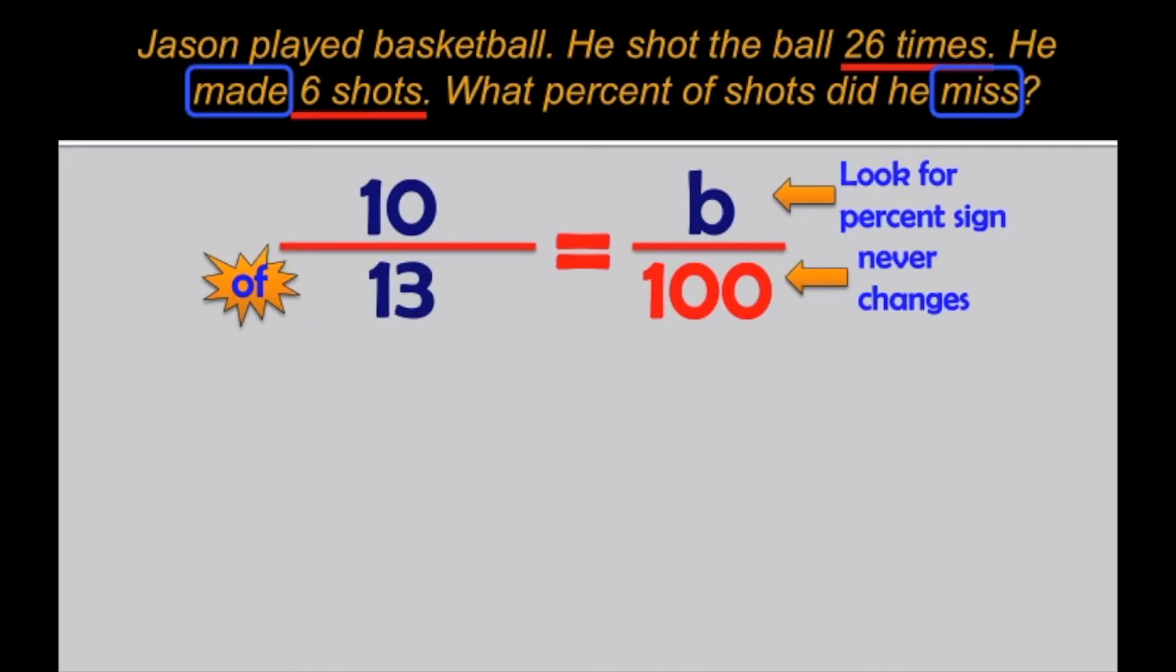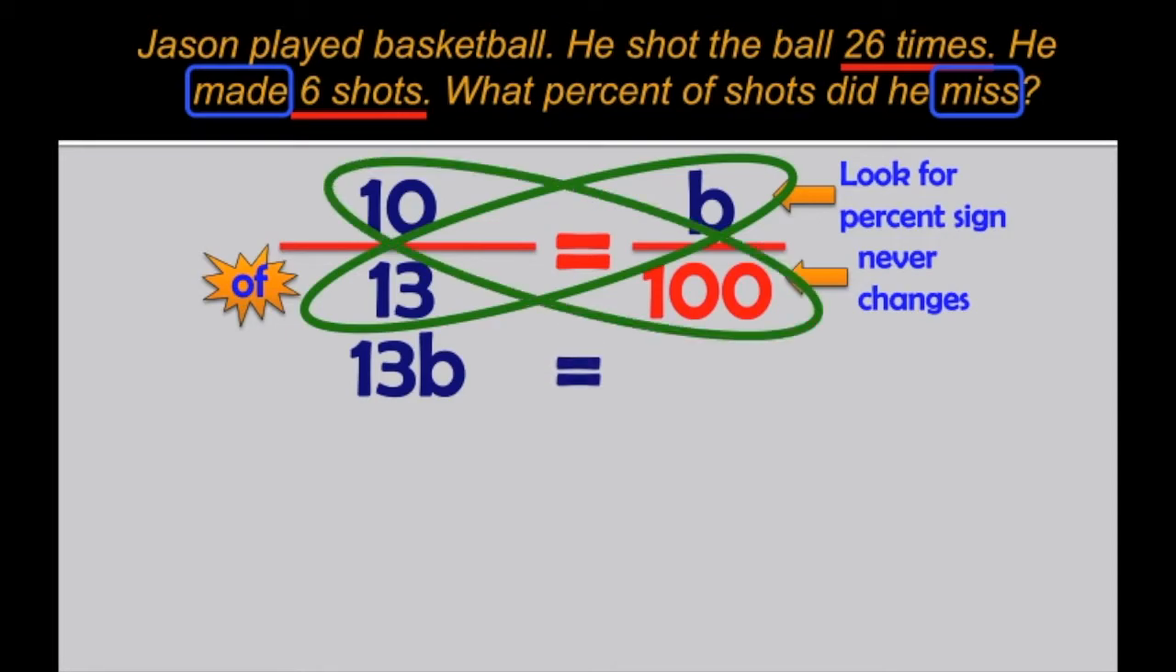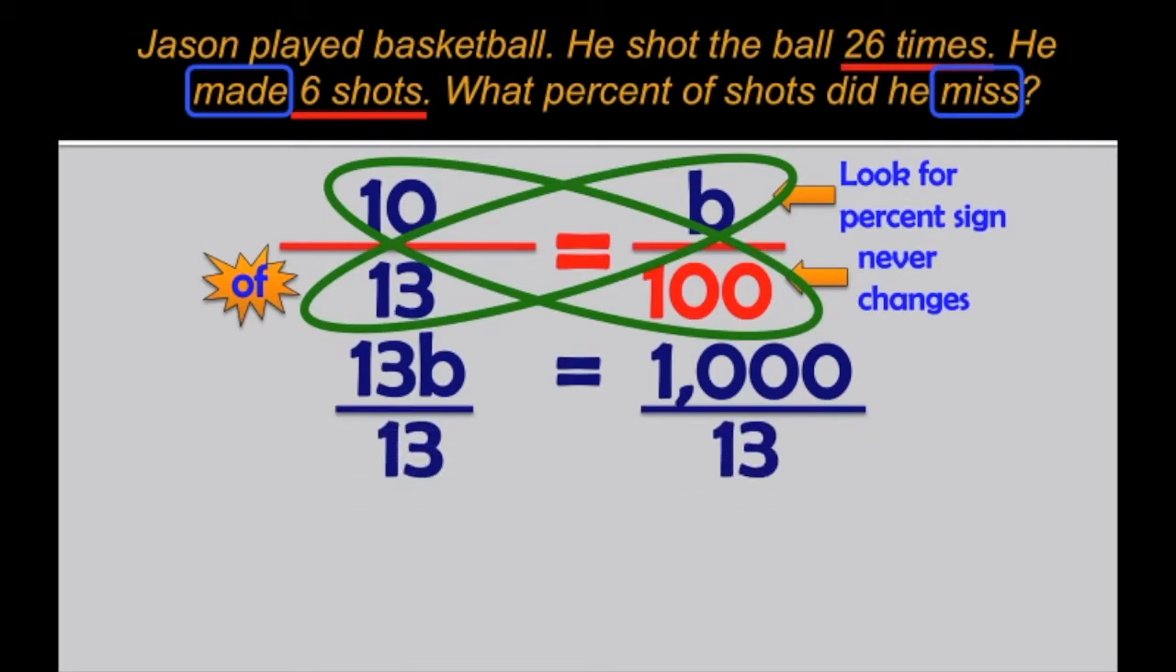So we'll cross multiply 13 and b, and that's going to give us 13b. We can bring down our equal sign and then cross multiply the other numbers. 10 times 100, and that gives us 1,000. And then we have to get b by itself, so we'll divide both sides by 13. Our 13s will cancel. That leaves us with b. Bring down our equal sign. And what's 1,000 divided by 13? That's going to give us 76.9.